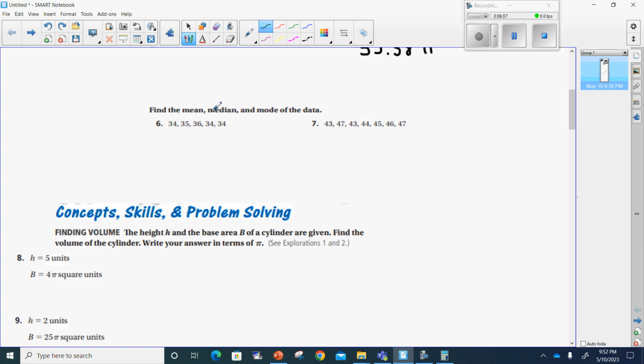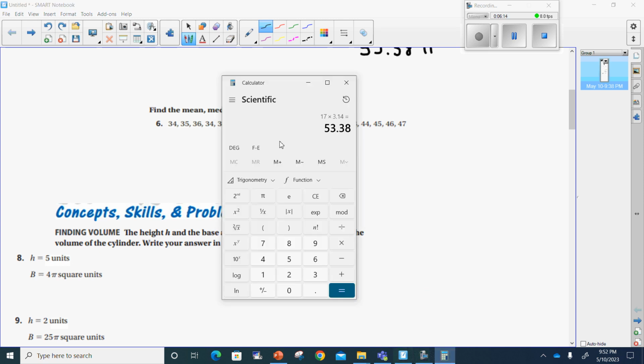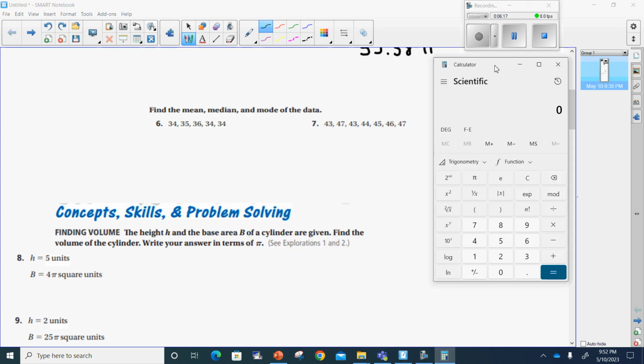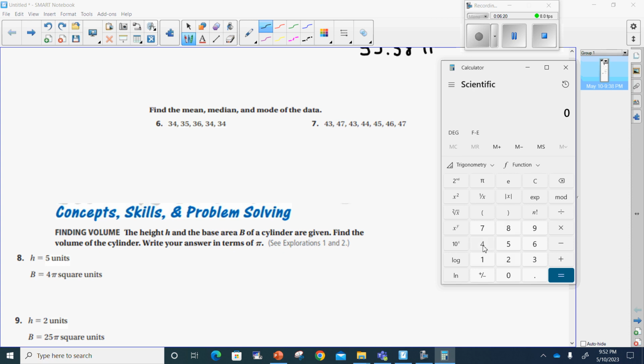It says, find the mean, median, and mode of the data. Well, okay, let's do the mean first. For the mean, I have to add up all these numbers, then divide it by the number of numbers. So let's add them up. I'm going to have 43 plus 47 plus 43 again, plus 44 plus 45 plus 46 plus 47. That equals 315.